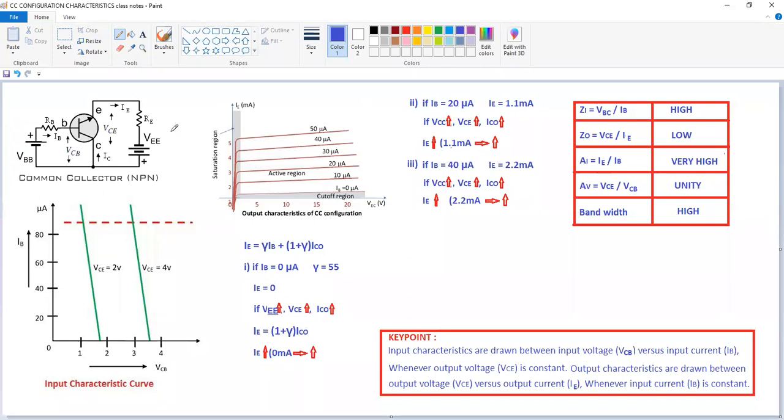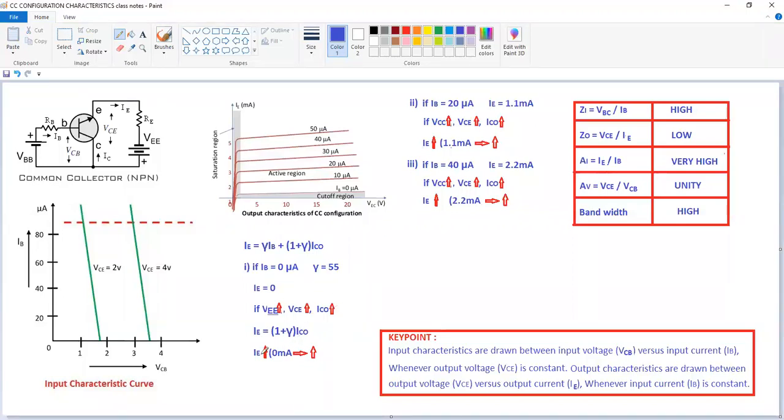When you increase the supply voltage VCC, the output voltage across the transistor also increases. If the output voltage increases, then the reverse saturation current also increases. That means the output current IC is going to increase from this 0 milliamps to the remaining value.